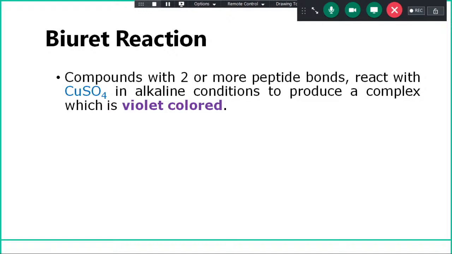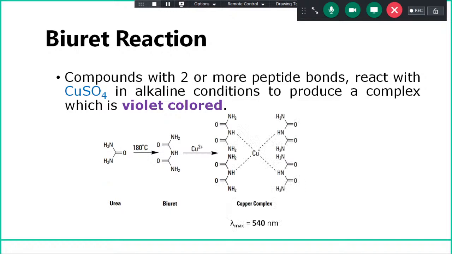Now the copper reduction method, the most common example is the biuret method, which is based on the biuret reaction. So what is the biuret reaction? When the urea molecule is heated at 180 degrees, it condenses into a compound called biuret, having 2 amide bonds, and in the presence of cupric ion this forms a copper complex which is purple or violet colored, having lambda max at 540 nanometer.